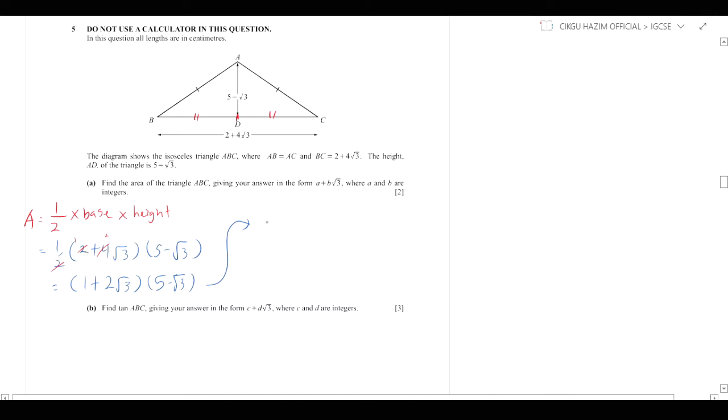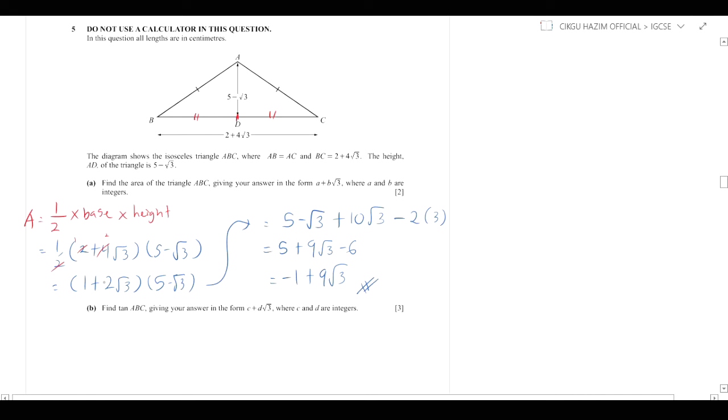1 multiplied by 5 is going to be 5. 1 multiplied by negative root 3 is negative root 3. 2 root 3 multiplied by 5 is going to be 10 root 3. And 2 root 3 multiplied by negative root 3 becomes negative 2 multiplied by 3. So negative root 3 plus 10 root 3 becomes 9 root 3, and 5 minus 6 gives negative 1, so we have negative 1 plus 9 root 3. That's how we get the answer for question A. I hope that it's clear.